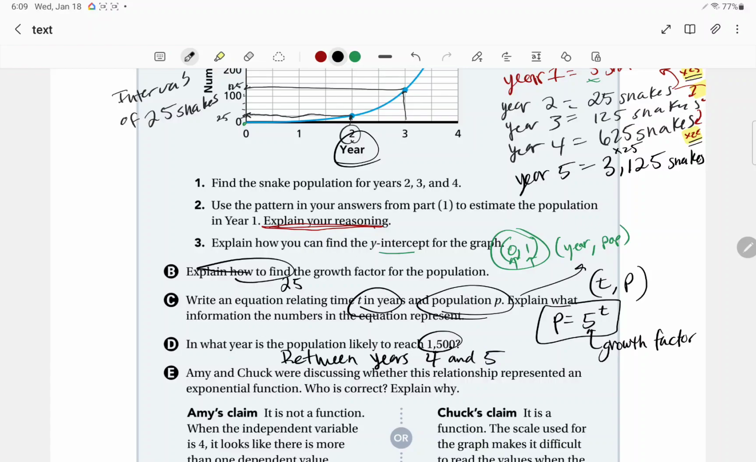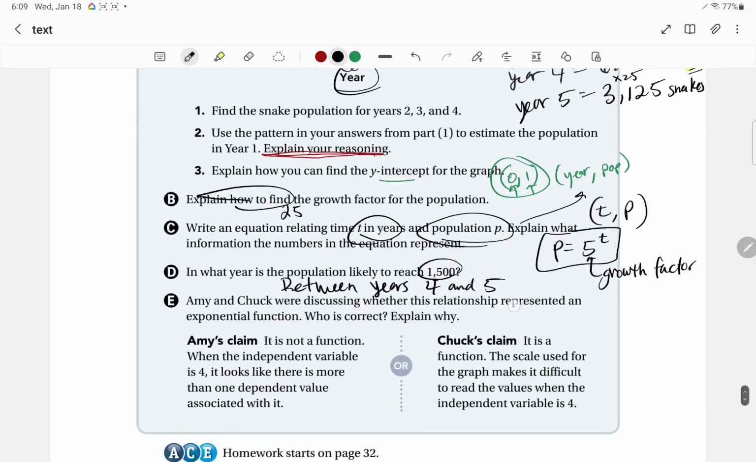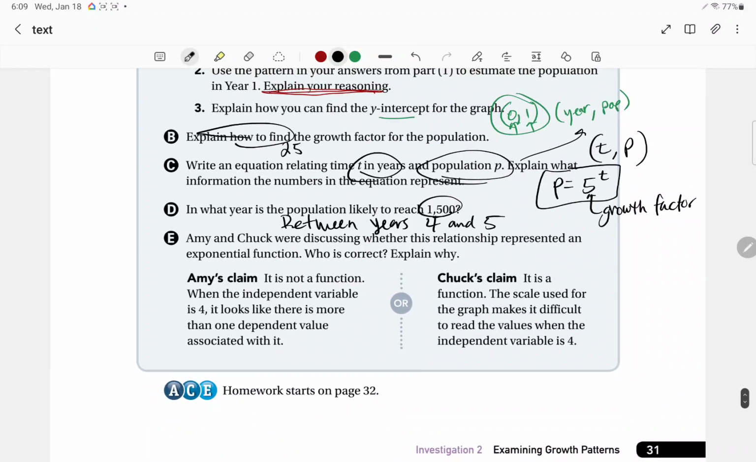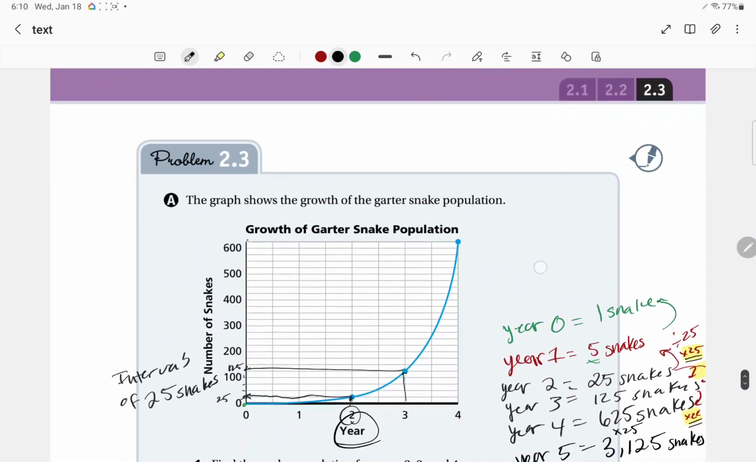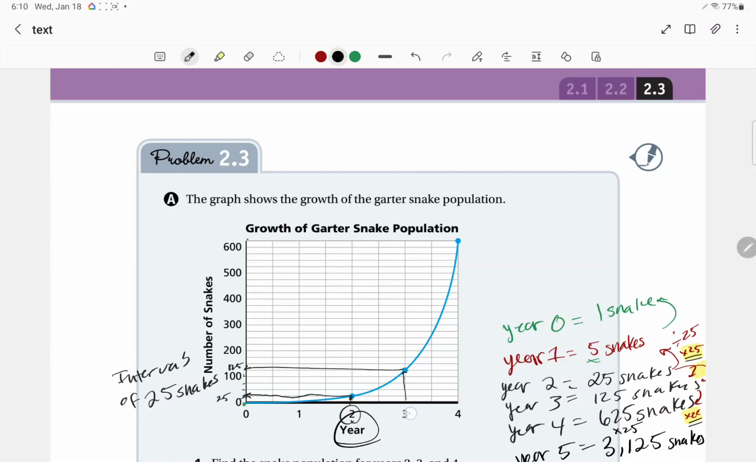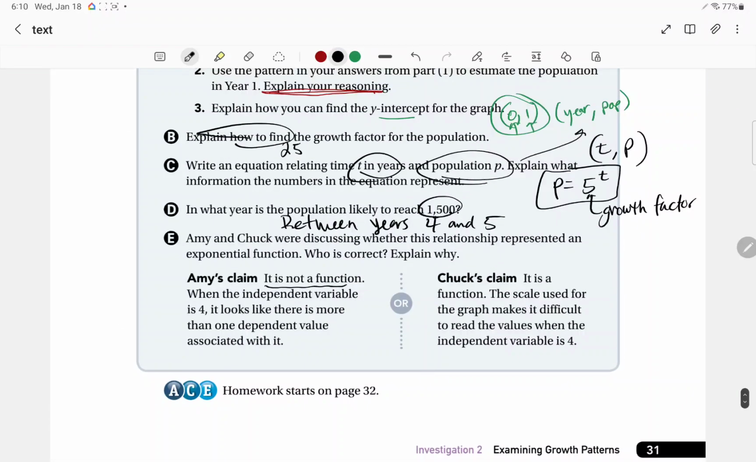On E, Amy and Chuck were discussing whether this relationship represented an exponential function. Who is correct? Explain why. Amy claims that it's not a function because, if you look up here, it's not a function if these y values repeat. So if time equals 3 years had 2 different values, meaning there could be 125 or there could be 300, then that would not be a function. So Amy says on year 4, hey, it looks like this is a vertical line. So if we continue our line, it's just going to be vertical, meaning there are going to be parts that repeat, okay? But then over here, Chuck says, nope, that's not true.